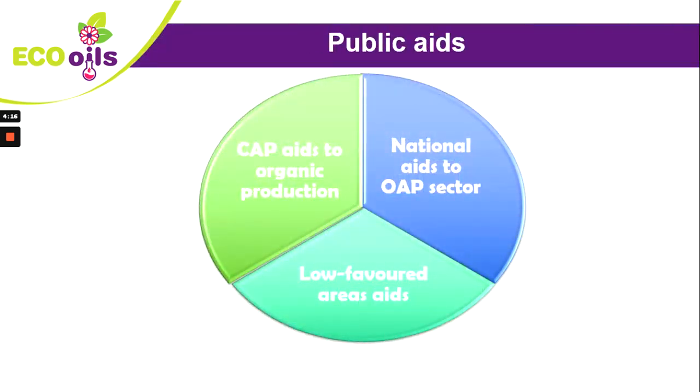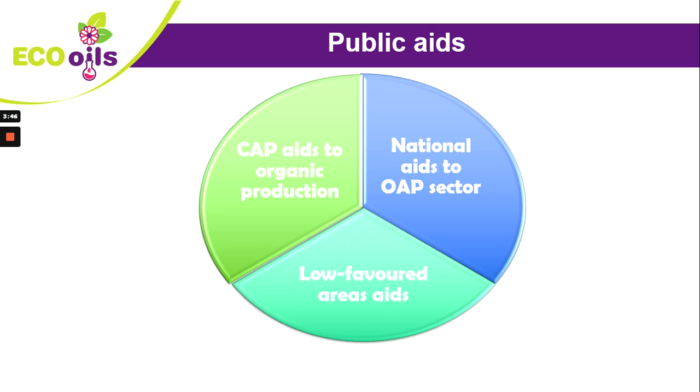Public aids. We identify 3 different types of aids depending on member states of the European Union. First, national aid supporting organic aromatic, medicinal and perfume plant production. Secondly, common agricultural policy aids toward organic production and conversion. And then specific aid also exists concerning less favored areas with natural handicaps.